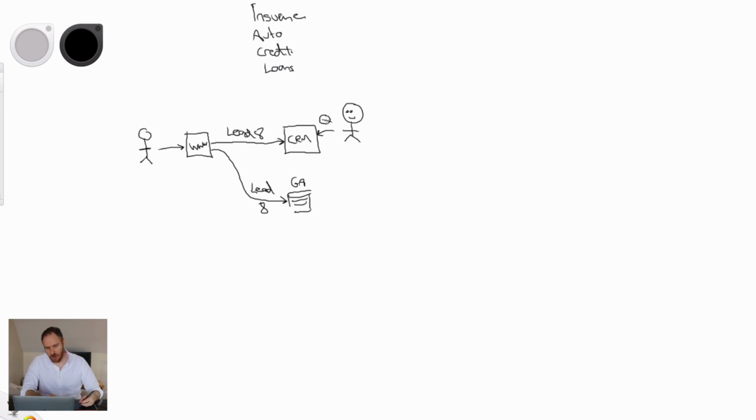Now, here's the problem. The problem is that you're now separating data. All the behavioral data about what I did on the site is sitting in Google Analytics, in your analytics platform. And all the data about who I actually am, and some of the more important data about everything that happened after I became a lead, is sitting in your CRM system.